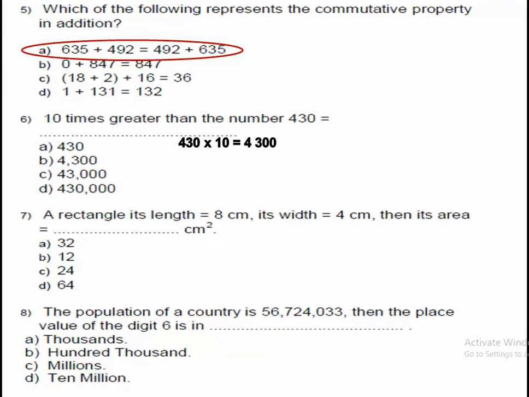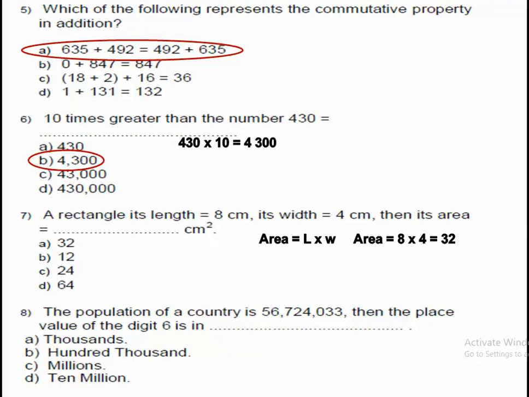A rectangle, its length equals 8 centimeters and its width is 4 centimeters. Then its area, we know that the area of a rectangle equals length times width, equals 8 times 4 equals 32 square centimeters.